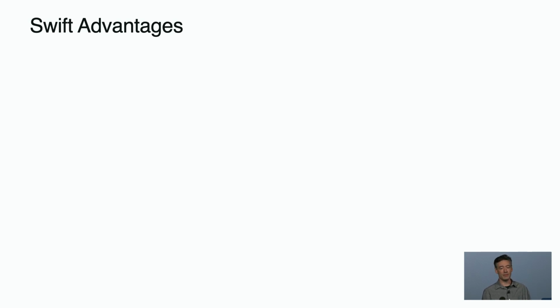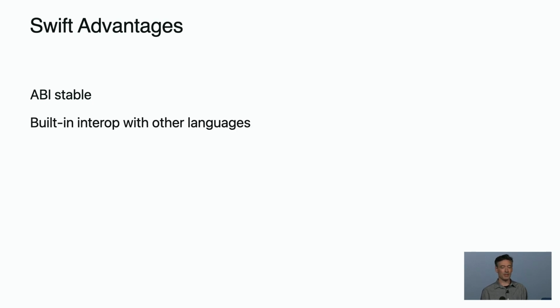First, it's ABI stable, so everyone's favorite apps keep working. It has the built-in interop that we've been talking about with other languages like Objective-C, C, and C++. A focus on performance means that the most commonly used APIs can also be the most efficient. And finally, since Swift is a safe language, those APIs can also be the most secure.